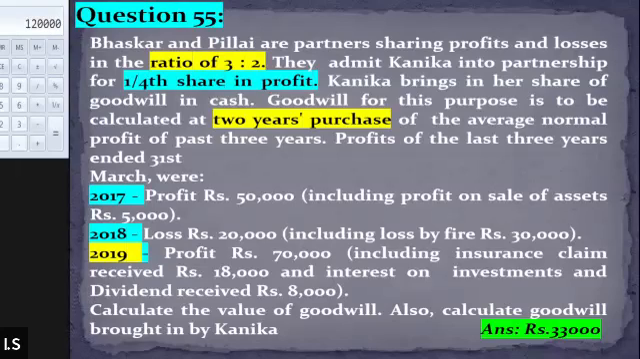And 2019, the profit is 70,000, including insurance claim. Insurance claim is an abnormal income, and interest on investment and dividend received is also an abnormal income. Both need to be subtracted. 70,000 minus 18,000 minus 8,000. So the profit for this year will be 44. 44 plus 10, it will be 54, then 45.